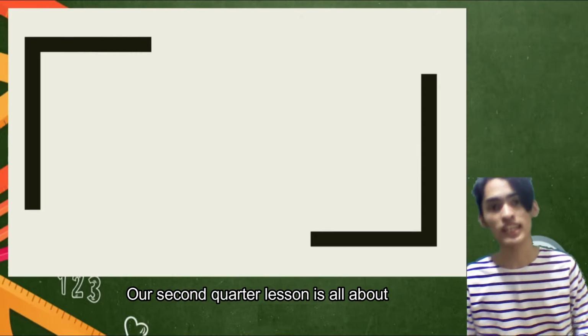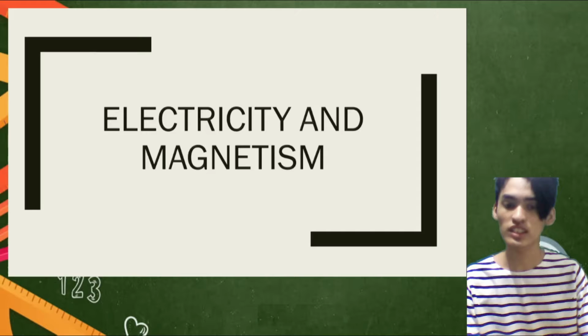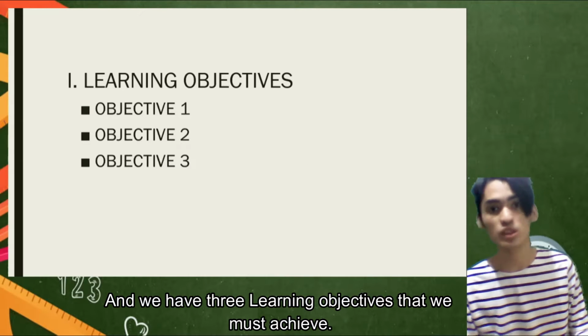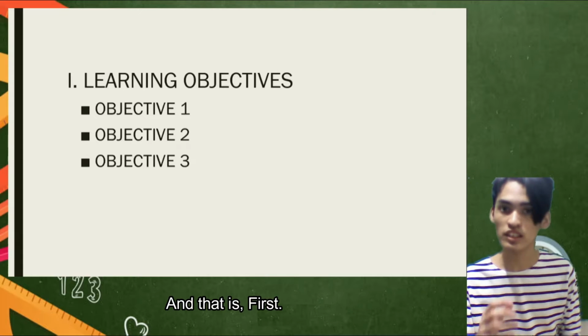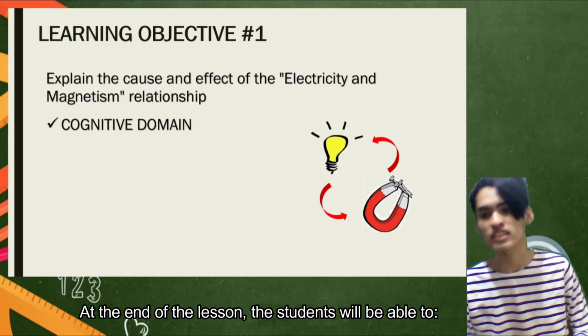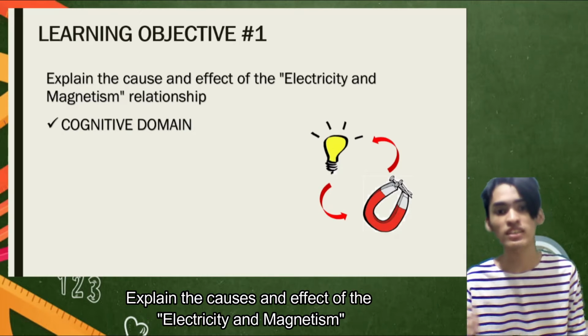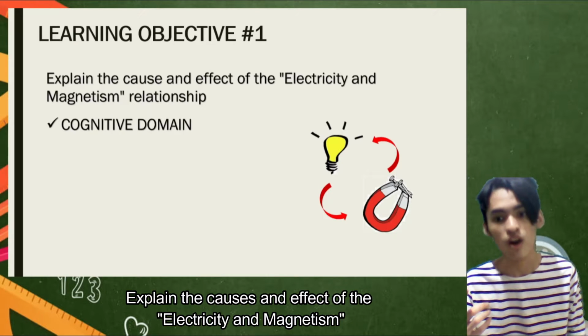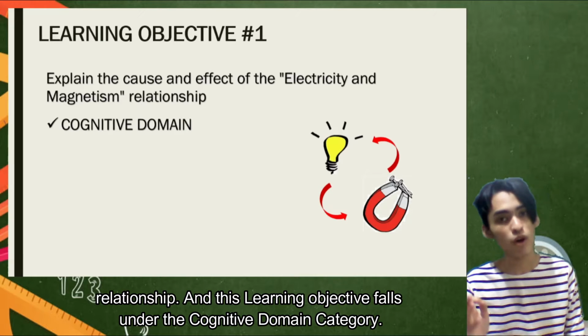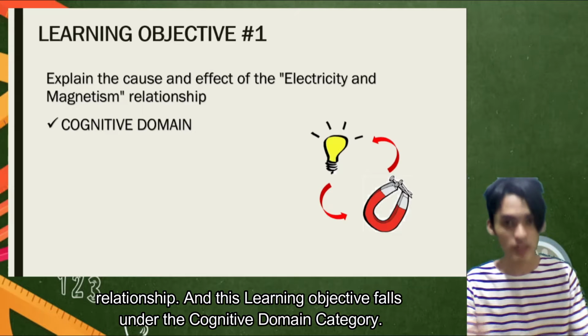Our second quarter lesson is all about electricity and magnetism. We have three learning objectives that we must achieve. First, at the end of the lesson, the students will be able to explain the cause and effects of the electricity and magnetism relationship, and this falls under the category of cognitive domain.